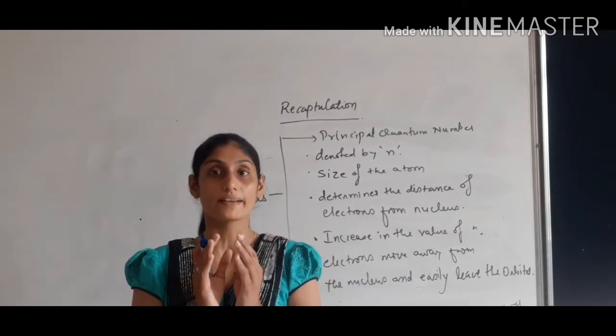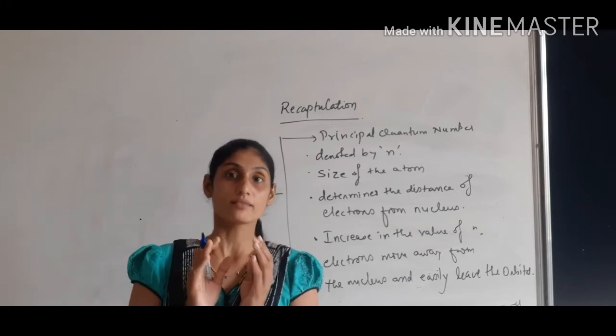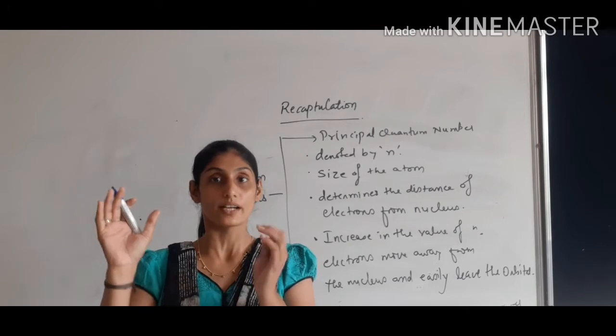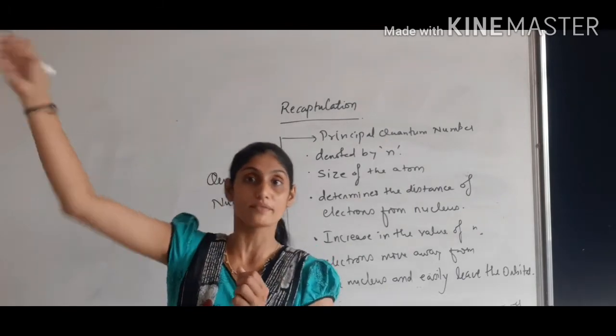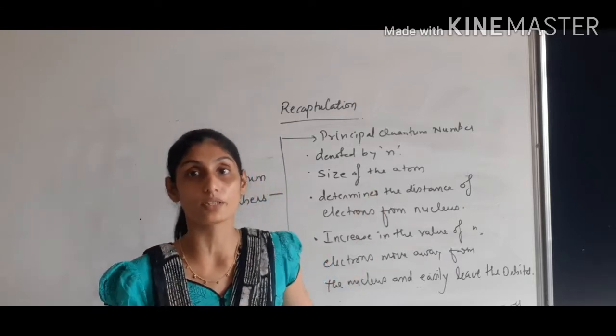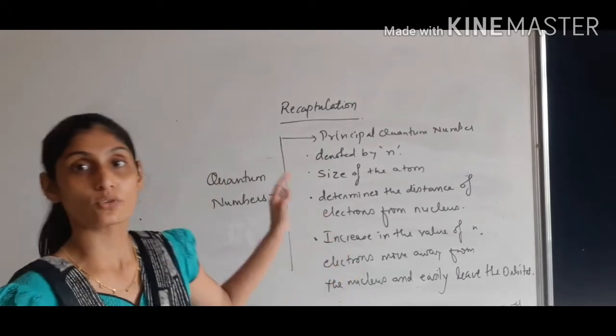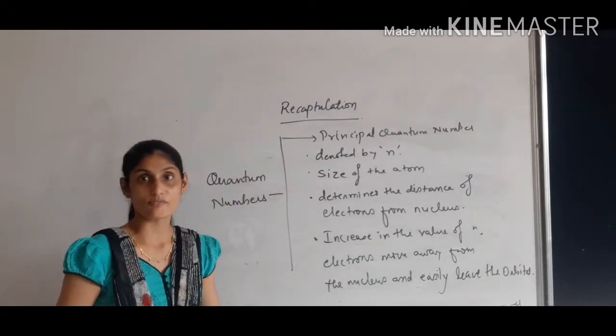The number n starts with 1, 2, 3, integers. So if n is equal to 1, then the electrons remain very close to the nucleus. If n is equal to 4 or 5, then they are moving far away from the nucleus. That's what we have learned about the principal quantum number. So you can copy it and recapitulate in this manner.